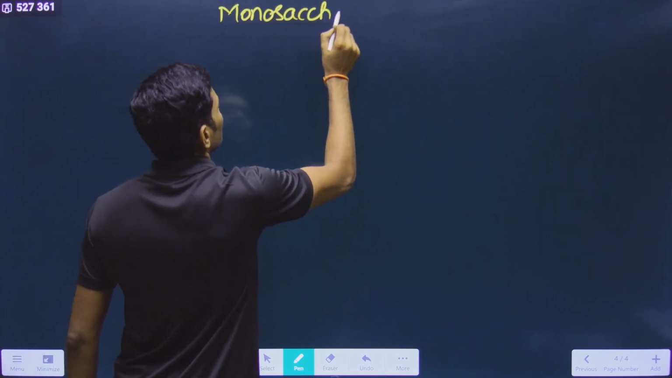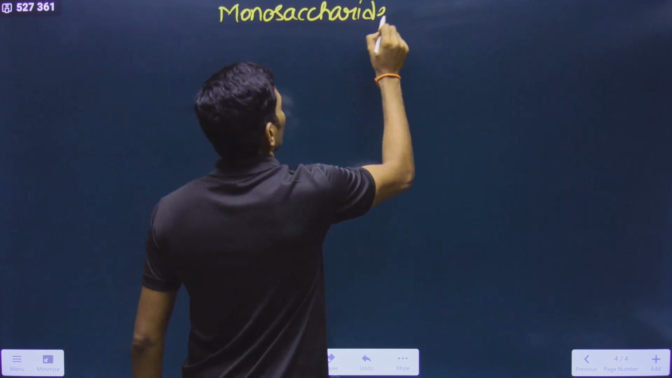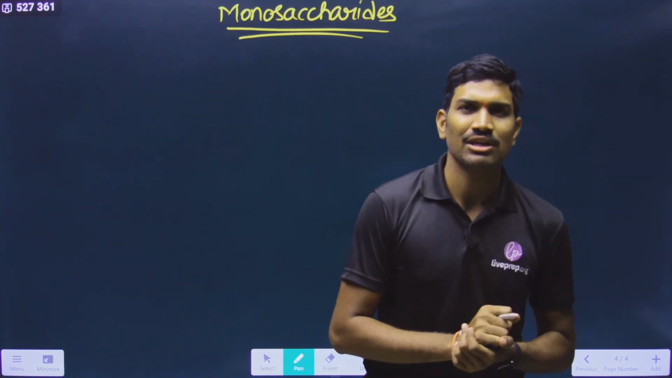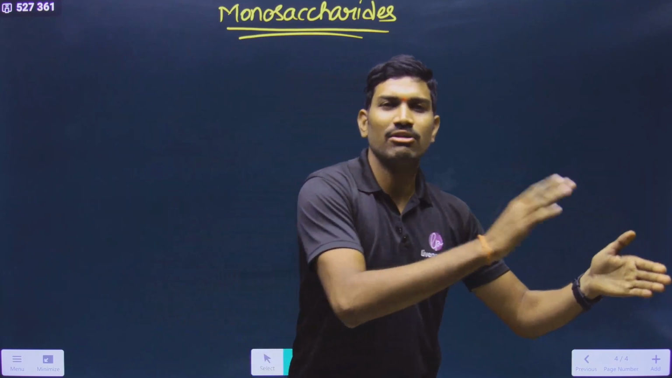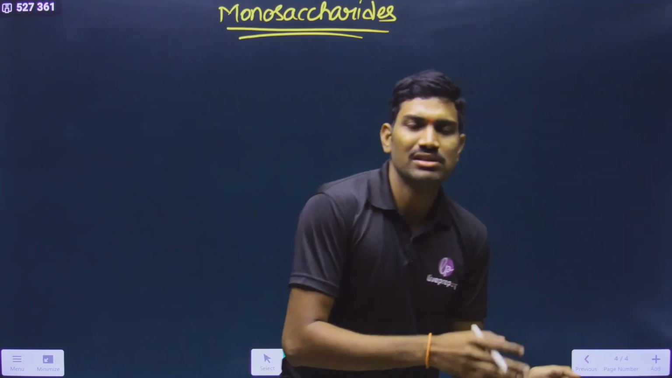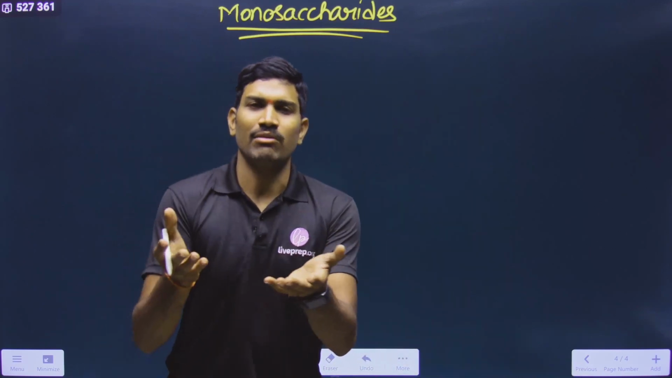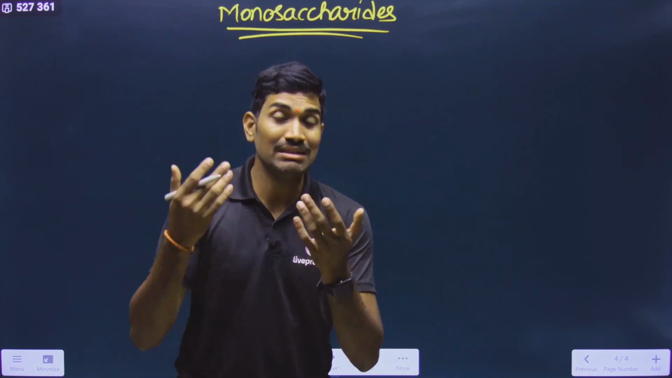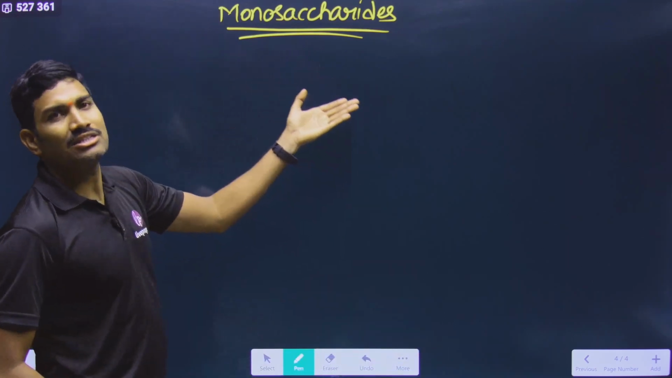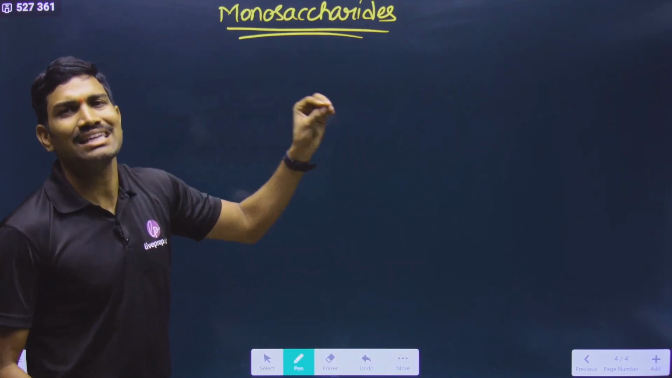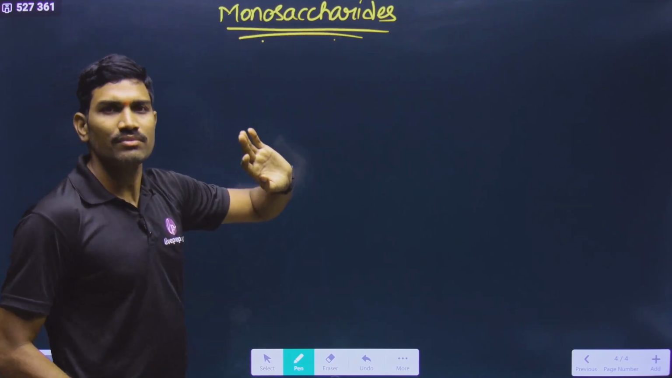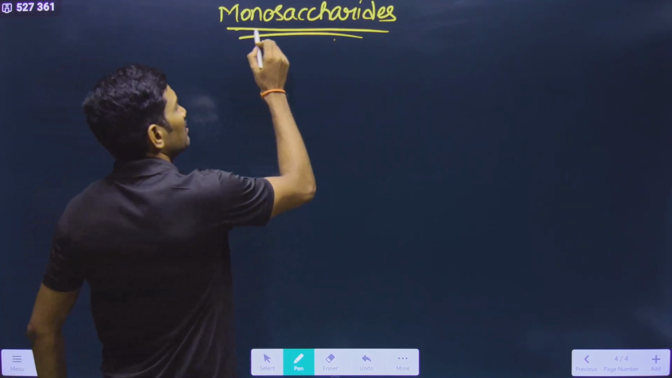Only a single unit is present. So that's why we say these cannot be further hydrolyzed. Why are we saying this? Polysaccharides upon hydrolysis will form oligosaccharides. Oligosaccharides upon hydrolysis will form monosaccharides, and monosaccharides are the simplest units. They cannot be further hydrolyzed. That's why these are called monosaccharides, single units, single sugars. So these are the monosaccharides.